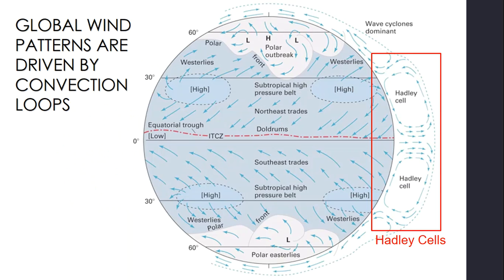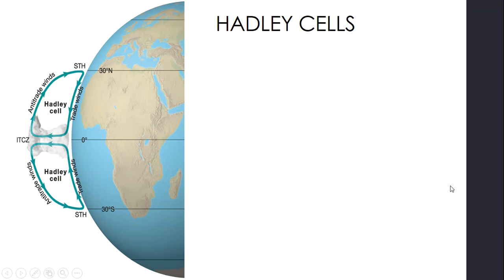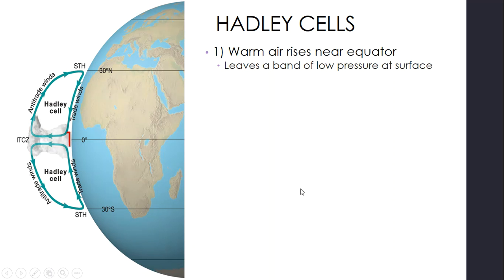And so global wind patterns are driven by these convection loops, and they kind of wrap around the planet. The big ones right here are called Hadley cells. We get this heating that happens at the equator. Warm air rises, and we get that same effect that we saw on a much smaller scale for that island. So again, I'm going to run through how these Hadley cells work. But basically, you get warm air. Here's number one. That's going to rise near the equator.